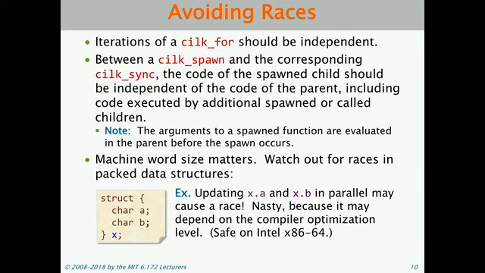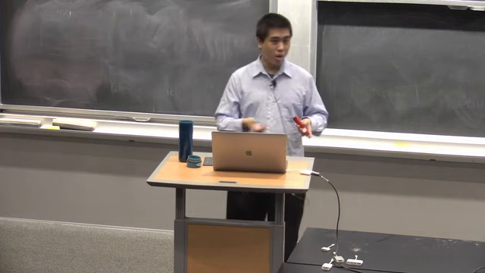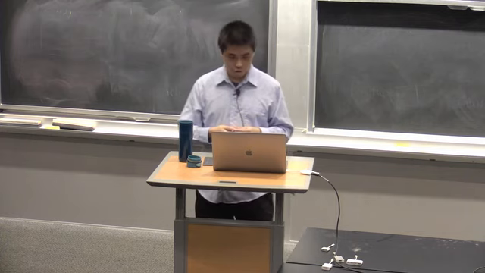With the Intel machines that we're using, if you're using standard data types like chars, shorts, ints, and longs inside a struct, you won't get races. But if you're using non-standard types, for example, you're using the C bit fields facilities, and the sizes of the fields are not one of the standard sizes, then you could possibly get a race. And in particular, if you're updating individual bits inside a word in parallel, then you might see a race there. So you need to be careful.